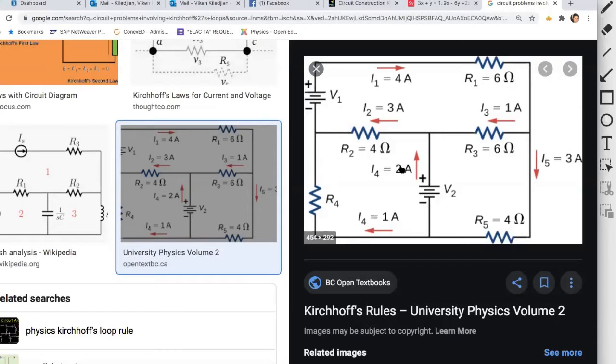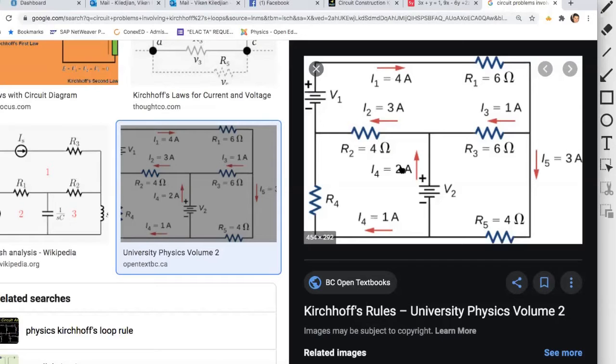That's usually what we do, we do the currents as the unknowns. But in this example, they've actually given you the currents. What are the unknowns that they want you to solve for? They didn't give you V2. They didn't give you R4. And they didn't give you V1. You see? So they want you to solve for those.